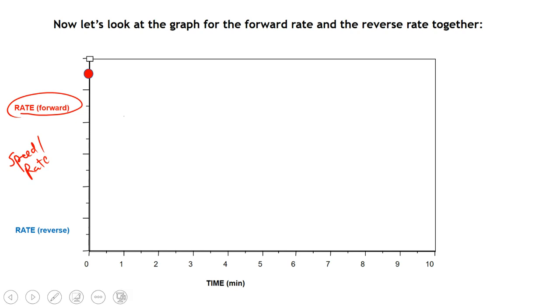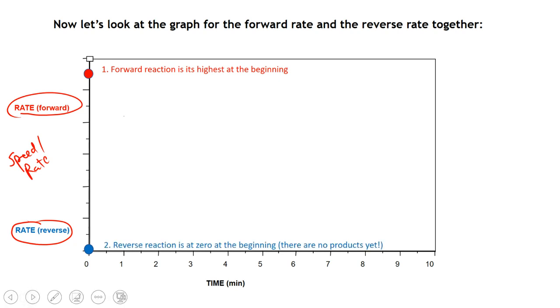And my reverse rate, well, I don't have any products yet, so my reverse rate starts at 0, because I can't go in the reverse reaction if I don't have any materials to begin with on the product side. So I start at 0 there. Okay, what's going to happen? Let's focus up here on the forward reaction rate. What's going to happen to that forward reaction rate over time?